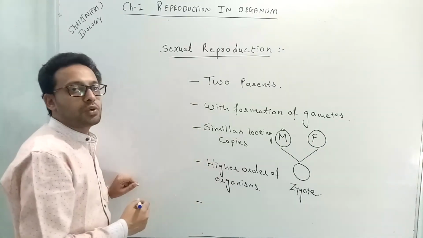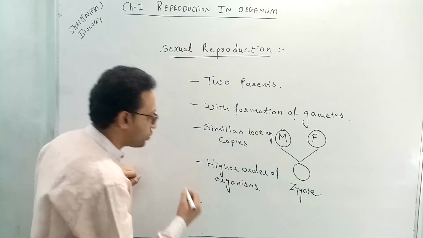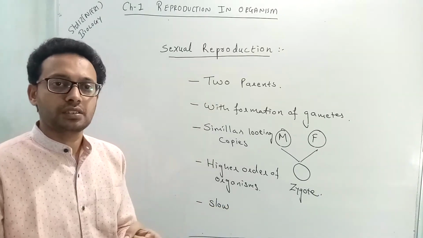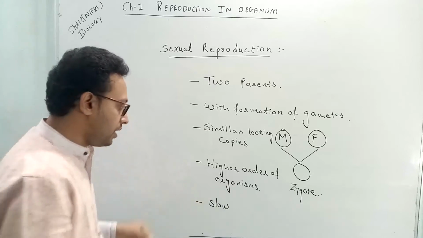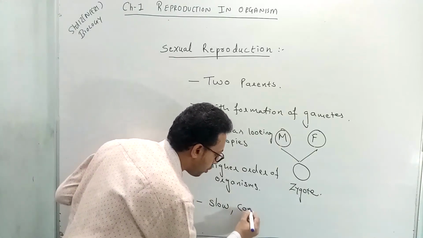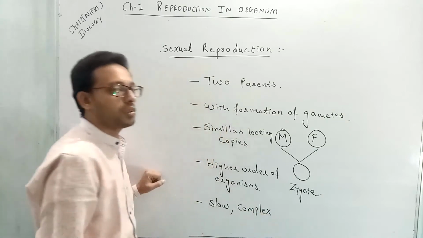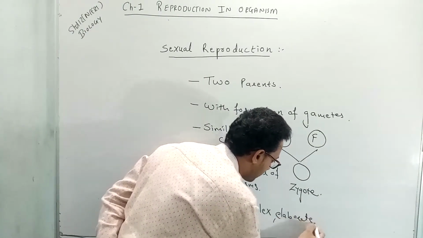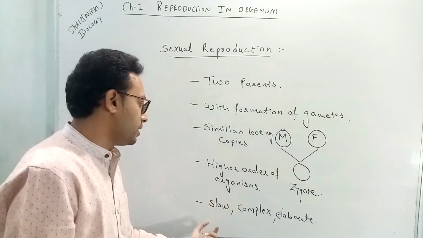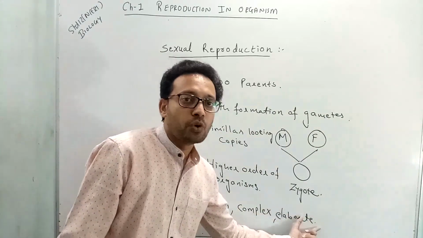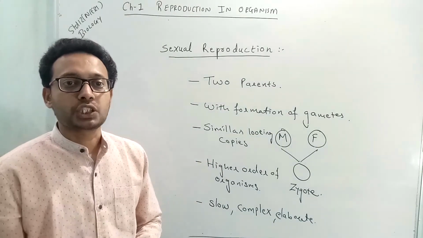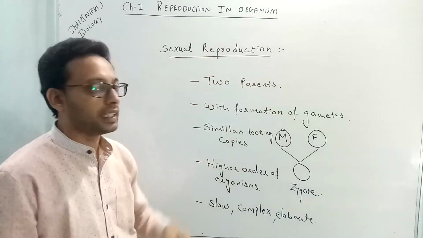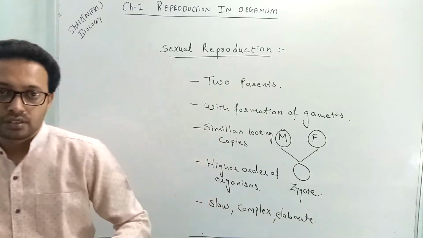When you compare sexual reproduction with asexual reproduction, sexual reproduction is a slow process, whereas asexual reproduction is very fast. Sexual reproduction requires time. Apart from being slow, it is a somewhat complex process compared to asexual reproduction, and it is an elaborate process. That means sexual reproduction is slower, more complex and more elaborate than asexual reproduction. Is it clear? So that is an introduction to sexual reproduction in living organisms. Okay, now we go ahead.